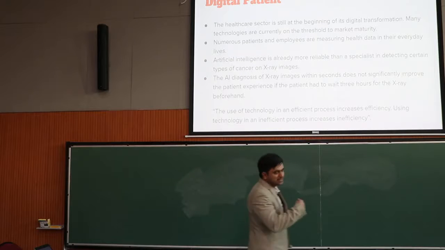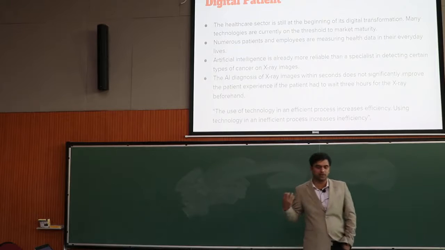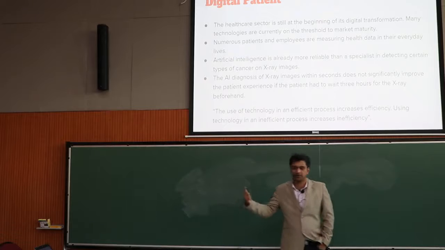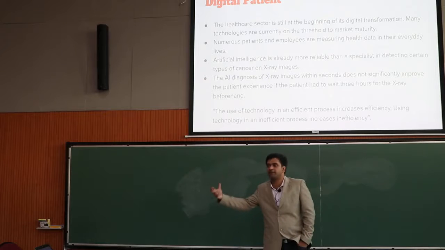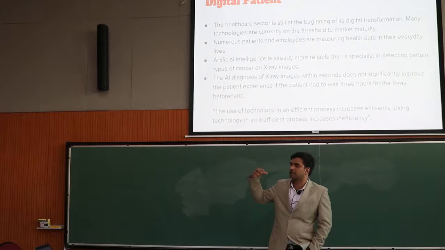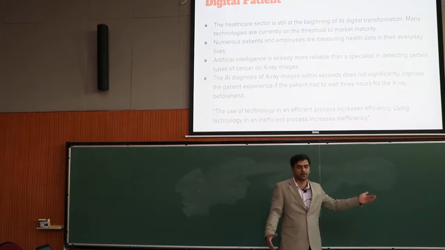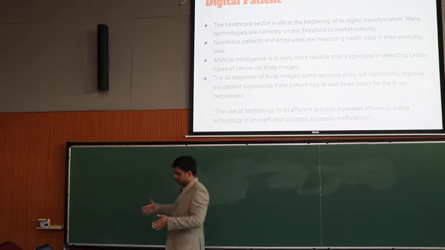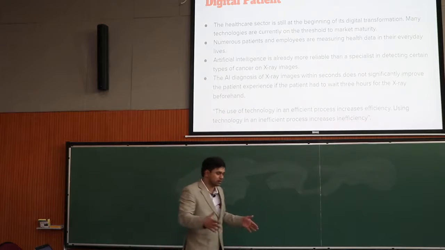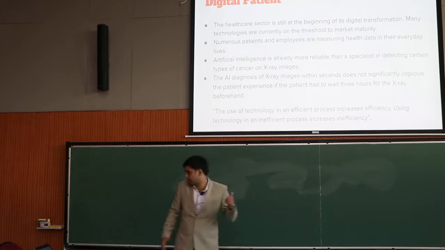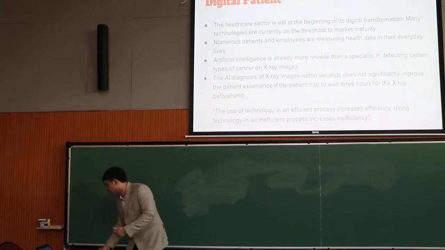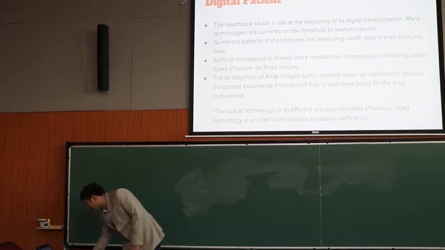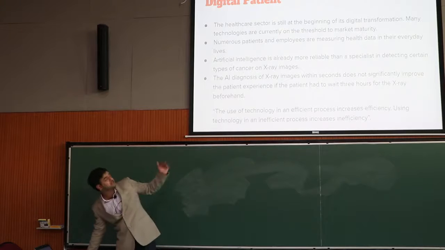Yeah, so this is the example I was talking about yesterday. You could use an existing AI system to automate certain imaging for X-ray. But fundamentally, if the imaging is done for a specific period of time, and the X-ray is going to take a lot of time, it is going to be an inefficient process. So you will have to make something that is going to solve the problem on both sides of the spectrum of the issue. So we're talking about how use of technology in an efficient process increases efficiency. Use of technology in an inefficient process increases inefficiency.